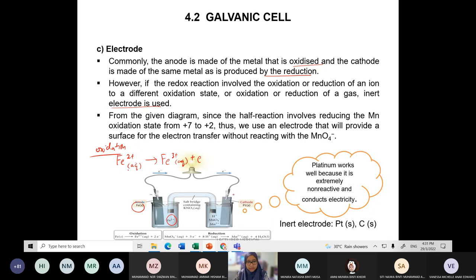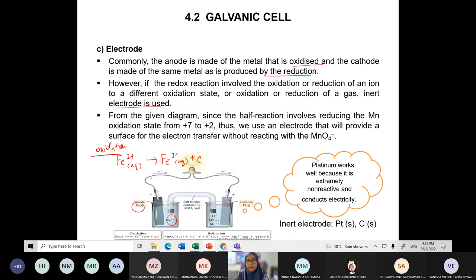So as you can see, in this case, iron 2 plus, bila dia jadi ion, dia become aqueous. Okay, so iron 2 plus becoming iron 3 plus. So for this case, we are not going to use iron as the electrode. Kita tak pakai iron as the electrode. For this case, we are going to use inert electrode, guys. Okay, we are going to use inert electrode.